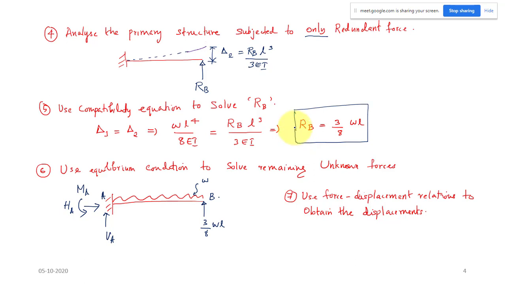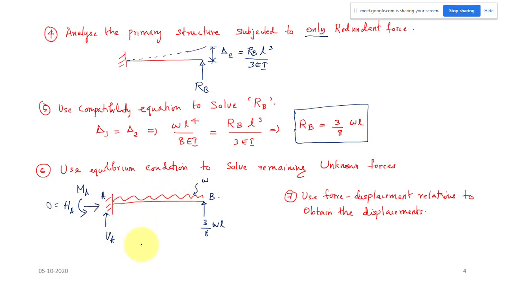And the next step is, now that I have solved the redundant force value by using the compatibility equation, use the equilibrium condition to solve the remaining unknown forces. This is not the only unknown force. To solve the remaining unknown forces, especially at the support A, where we have some moment and some reactions, use the equilibrium equations. So we will take the beam, we have the UDL, and now I know this value 3 by 8 WL, and this HA value is already 0, you must be knowing, because there is no horizontal load.